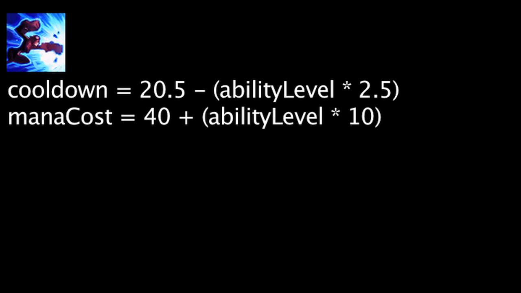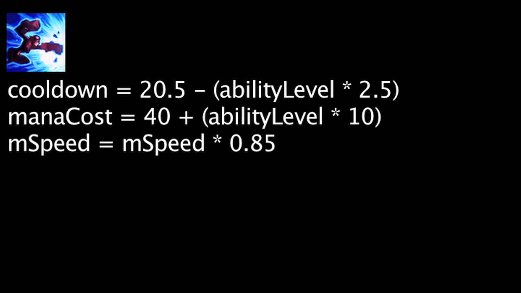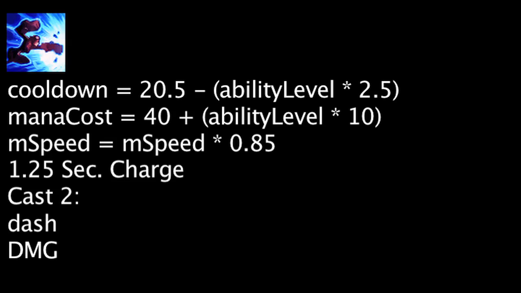Vi's Vault Breaker ability has a cooldown equal to 20.5 minus the ability's current level times 2.5. It will also cost mana equal to 40 plus the ability's current level times 10. On cast, it will slow Vi's movement speed by 15% and begin charging over 1.25 seconds. If cast again while charging, Vi will dash forward and deal physical damage to all enemies hit. If Vi collides with an enemy champion, the dash will stop and the champion will be knocked back.